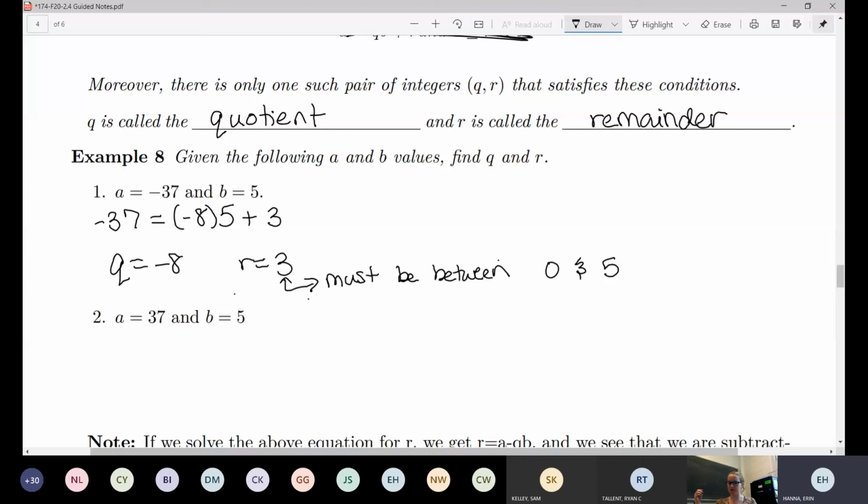What if we change that negative to a positive? Now we want 37 equals something times 5 plus something. What is the largest integer that you can multiply by 5 to be less than 37? In this case, it would be positive 7 to get us to 35, and then we could add 2. So our quotient is 7 and our remainder is 2.